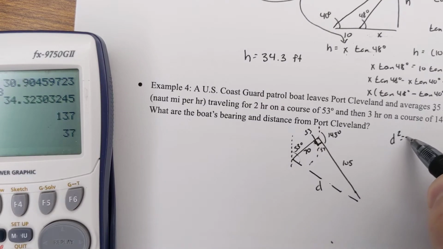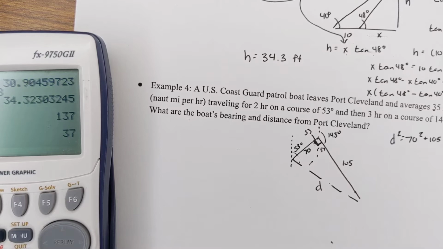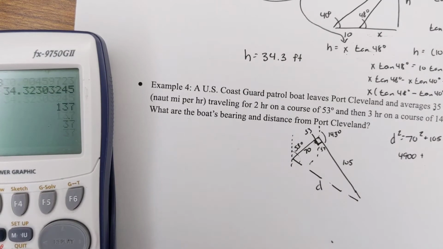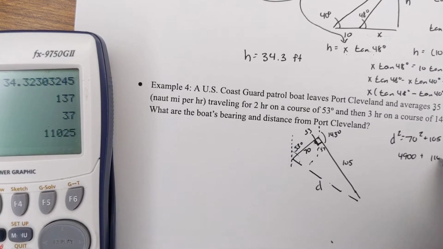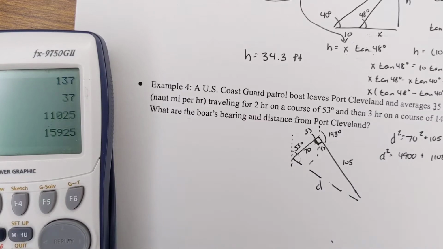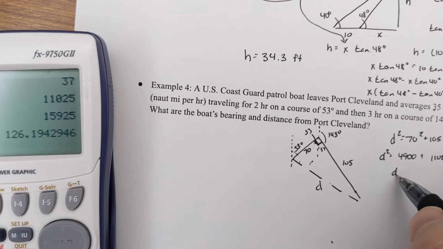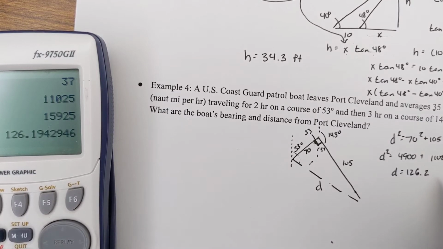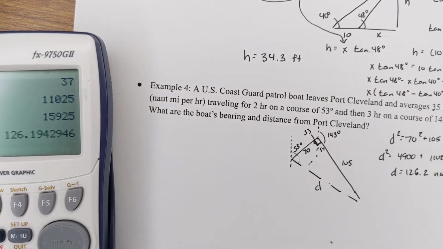So d squared is equal to 70 squared plus 105 squared. That's going to be 4,900 plus 105 squared, which is 11,025. So 4,900 plus 11,025, take the square root. So the distance is about 126.2 nautical miles. That would be my distance.